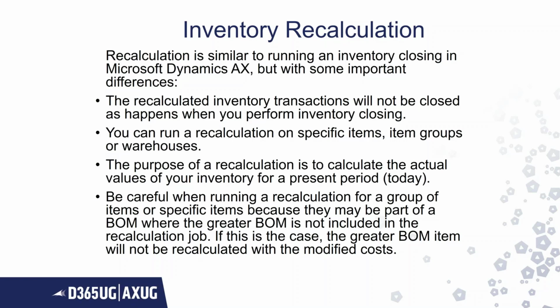And there's a warning that says, look, if you run recalculation for a group of items, it does not mean that you're going to get everything within that bill of material structure. So it's really just saying, if you recalculate a group, you can't expect it to recalculate everything associated with that group. It's only going to recalculate for those products within the group. Okay? All right.